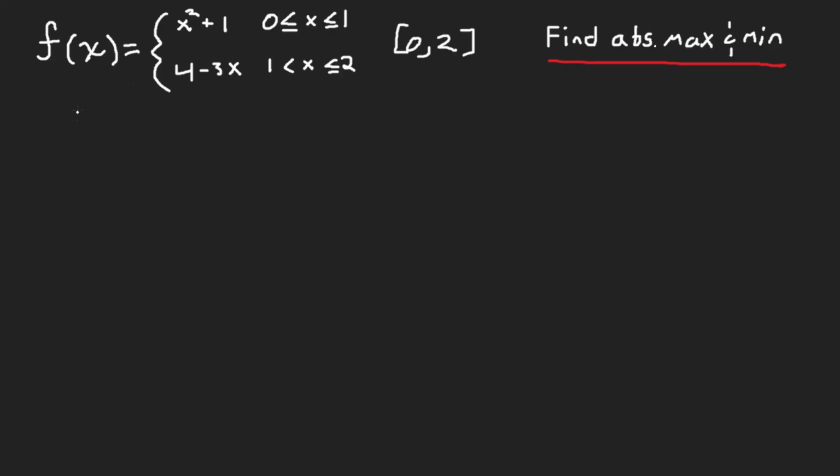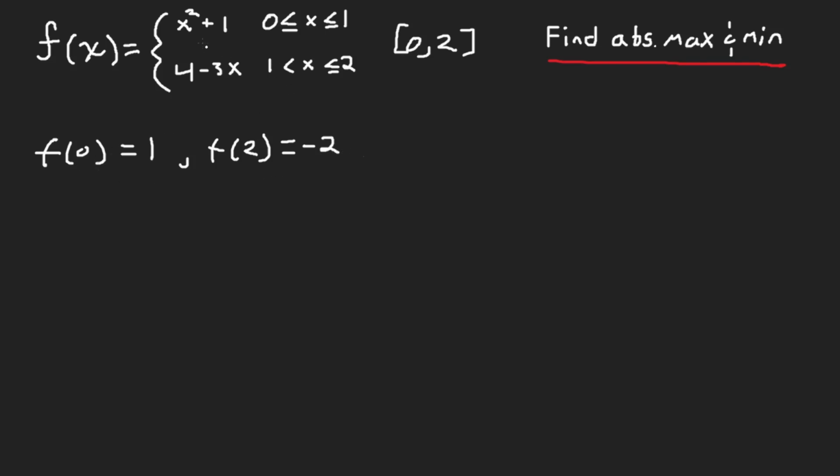So similar to before, we're going to want to evaluate f on those endpoints. So f of 0, because 0 is in this interval, we're going to be evaluating this equation of the piecewise function, which is just going to be 0 squared plus 1, which is just 1. And then we're also going to be evaluating f of 2. And because 2 is in this interval, we'll be evaluating this equation in the piecewise function. So this is going to be 4 minus 3 times 2, which is just 4 minus 6, which is just negative 2.